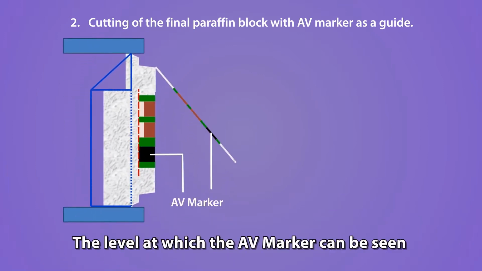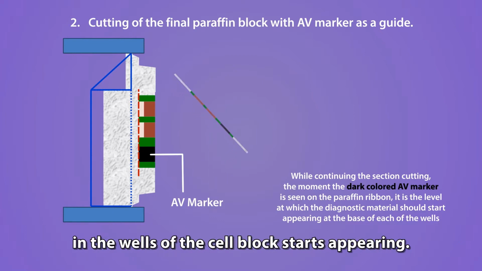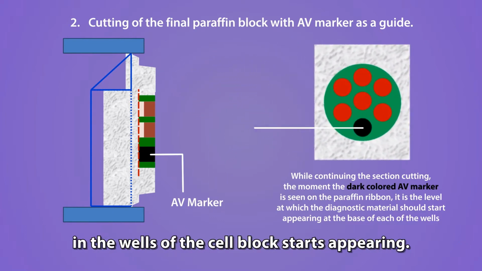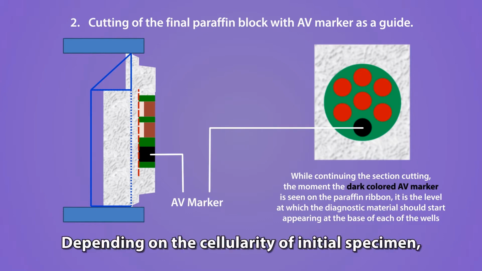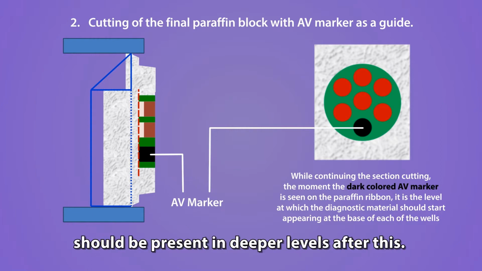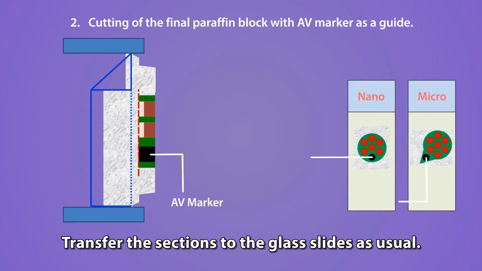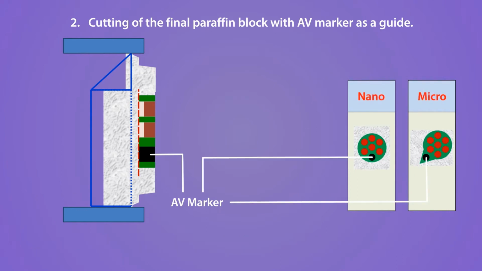The level at which the AV marker can be seen is the level where the diagnostic material in the wells of the cell block starts appearing. Depending on the cellularity of initial specimen, the concentrated diagnostic material should be present in deeper levels after this. Transfer the sections to the glass slides as usual.